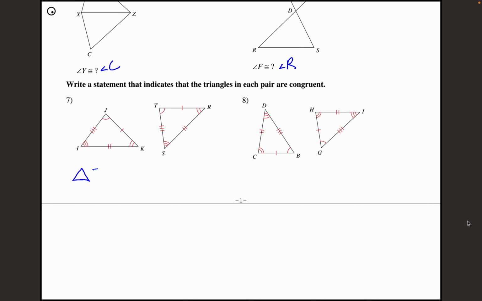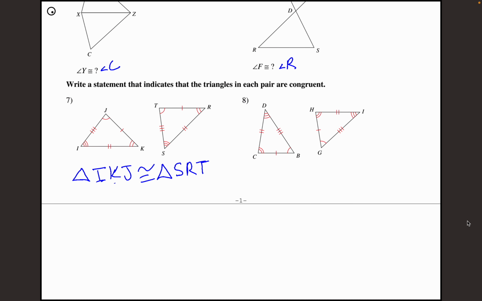Let's say I decided to do IKJ first. Is congruent to triangle. What angle is congruent to I? S. So S has to be my first letter. What angle is congruent to K? R has to be my second letter. So what does my third letter have to be? T.